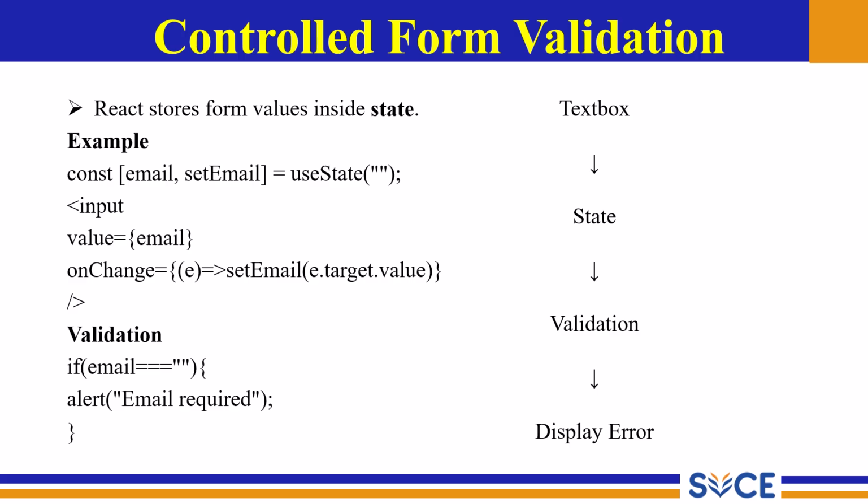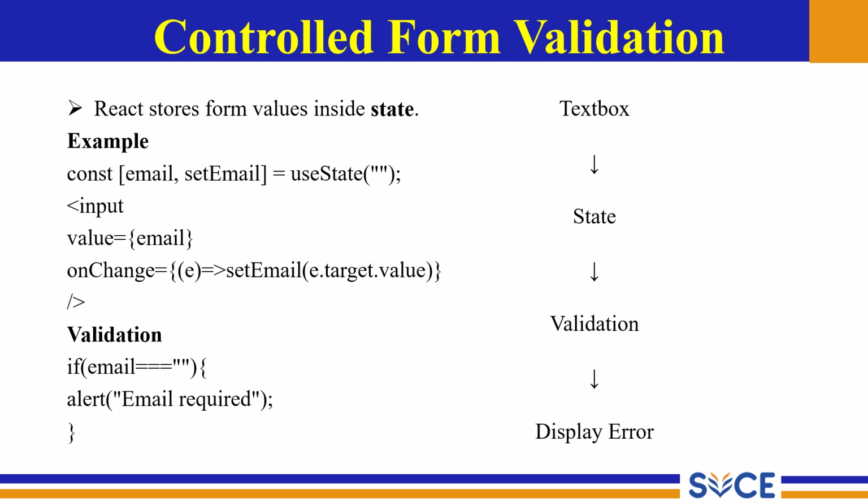Controlled form validation. Now let us learn how validation is actually implemented in a React application. As we studied in the previous slides, React mainly uses controlled forms for validation. But why? Because React always knows the current value entered by the user. Whenever the user types something into the input field, React immediately stores that value inside its state using the useState hook. Now let's understand the code shown on the slide.